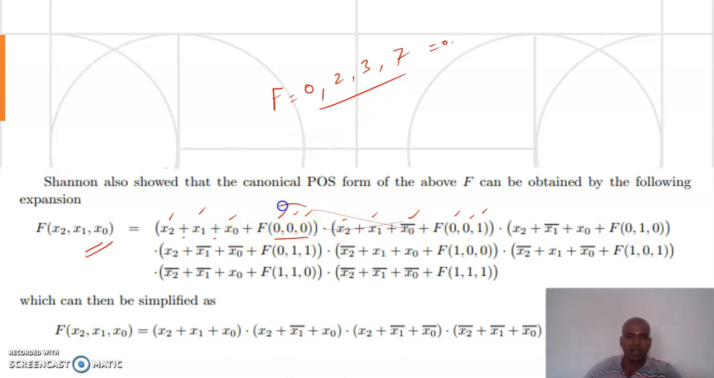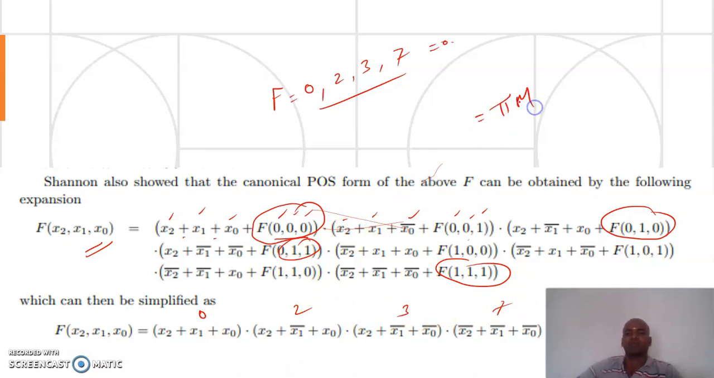So let's take these 4 values from this table. That is this one, number 2, this one, and number 3, and number 7. Okay, so let's take these 4 combinations separately. This is 0, this is 2, this is 3, and this is 7. Then we know that the maximum representation is capital pi M, and the numbers are 0, 2, 3, and 7. So now we have written the SOP and POS expressions from the given truth table using Shannon's theorem.